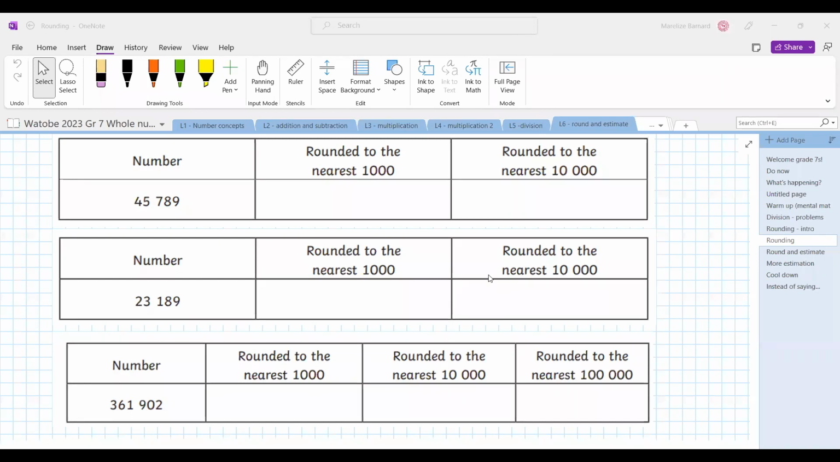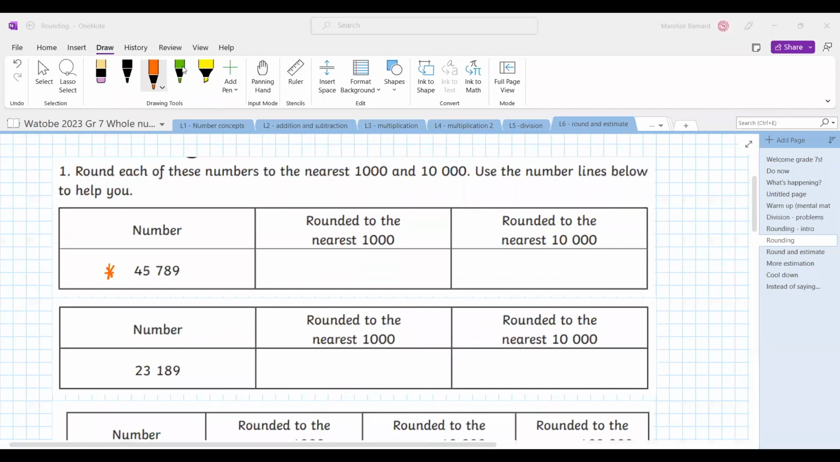Okay, let's have a look. We're just doing this number here. If you went ahead, that's fine, but everyone else, don't feel pressure to rush. We are not here to rush. We are just here to get things done well. So 45,789 to the nearest thousand. So let's draw a number line.